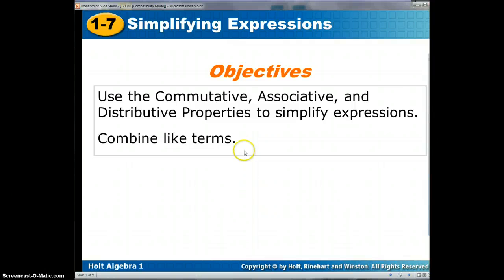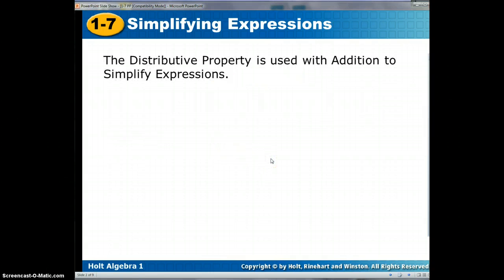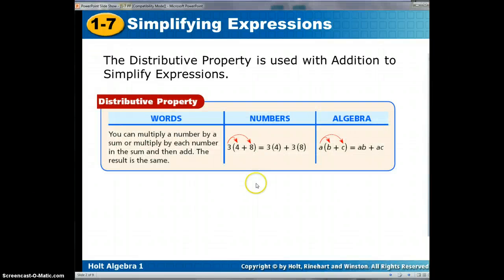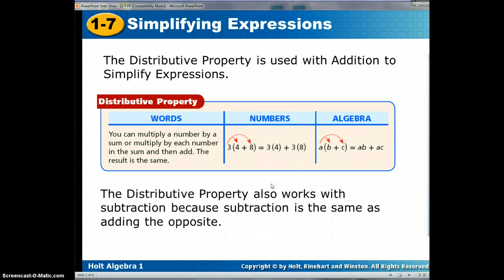So our objectives are to use all of our properties, including distributive property, to simplify expressions and combine like terms. The distributive property is used with addition to simplify expressions. So you can see here, we multiply through with this 3 through the parentheses times each of the terms inside. 3 times 4, 3 times 8. Over here, the A is multiplied times B, and A is multiplied times C, giving us AC. That's distributive property. We're going to do a lot of that.